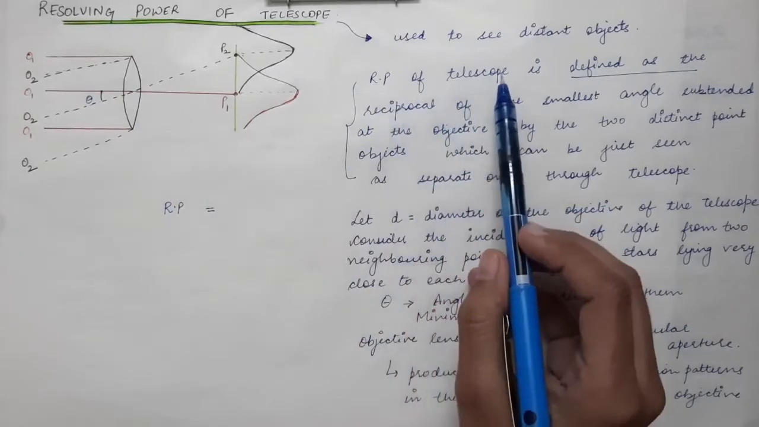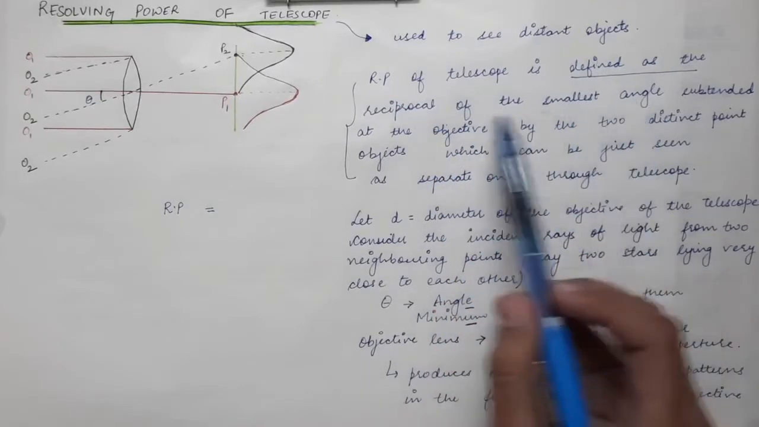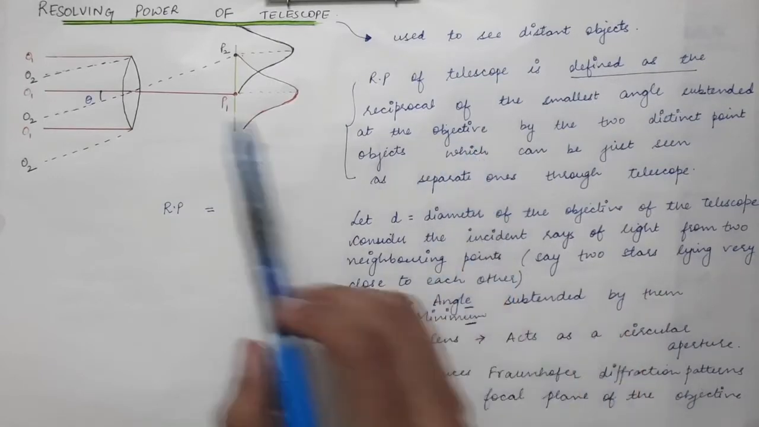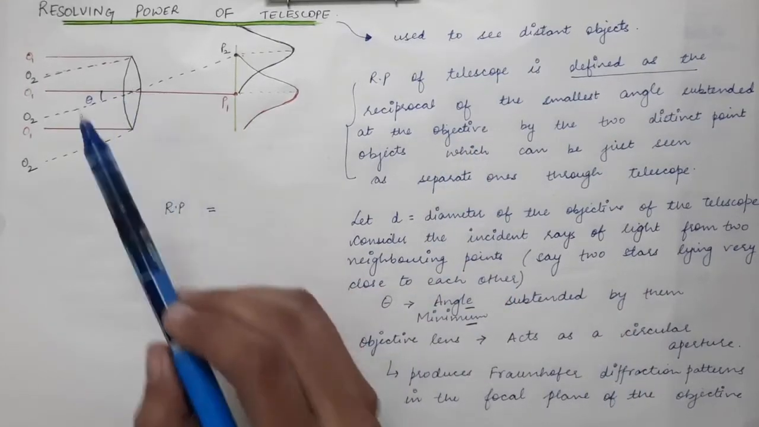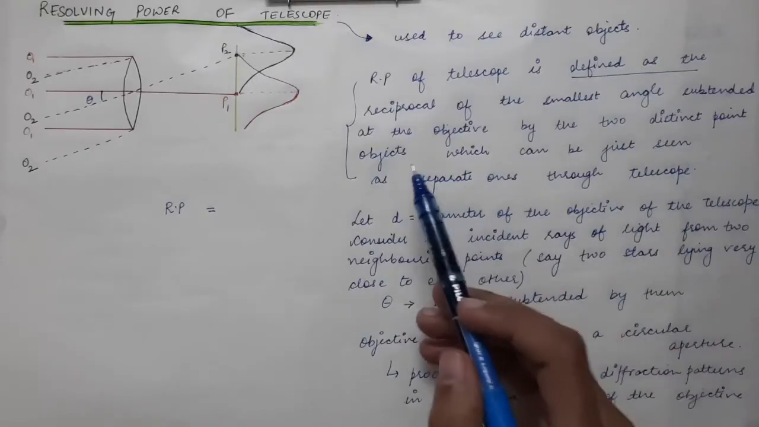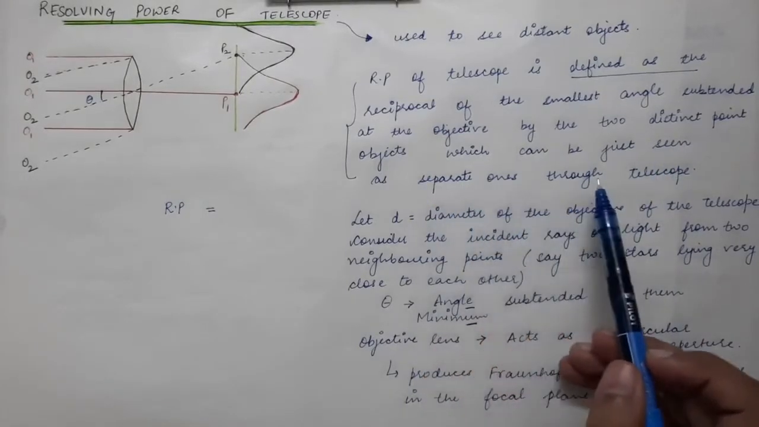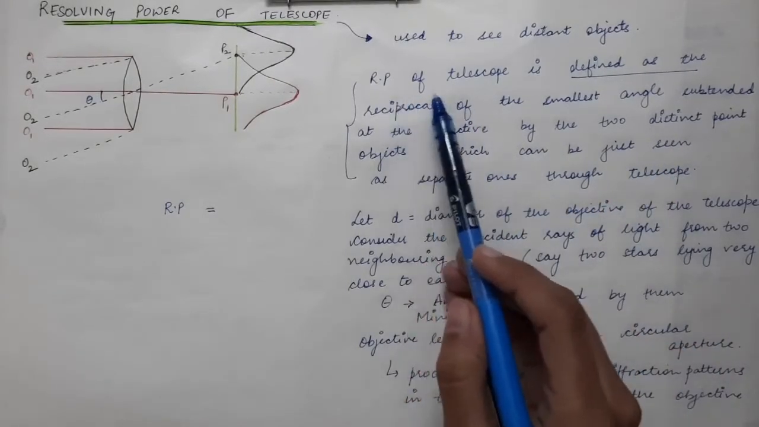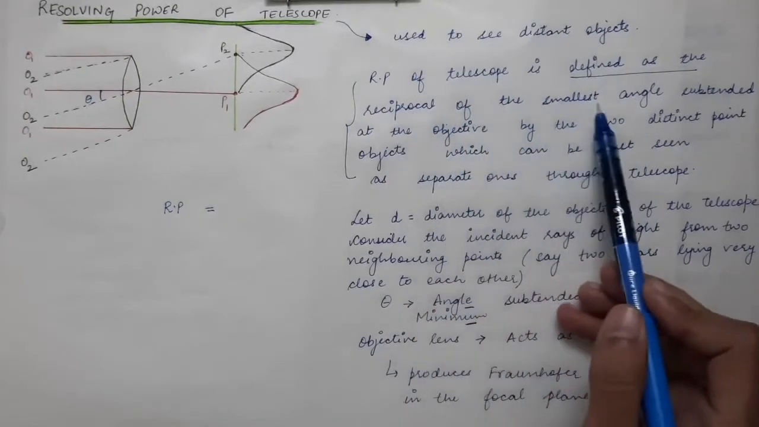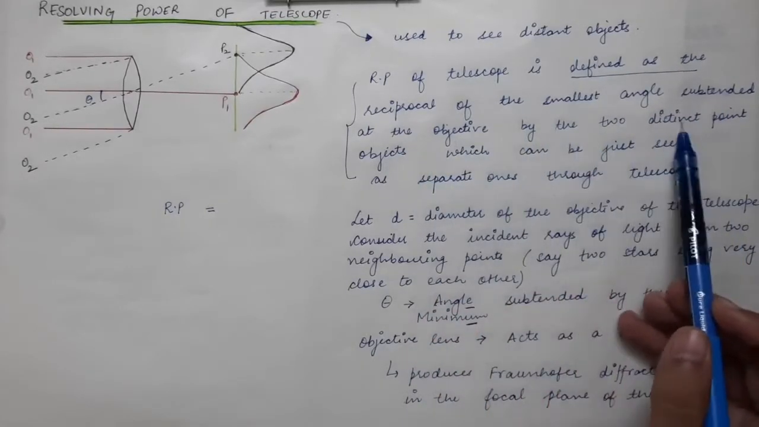So the resolving power of a telescope is defined as the reciprocal of the smallest angle. It is the reciprocal of the smallest angle subtended at the objective lens of the telescope by the two distinct point objects which can be just seen as separate ones through the telescope. So the resolving power of a telescope is defined as the reciprocal of the smallest angle, or the reciprocal of the minimum angle, subtended at the objective by the two distinct point objects.